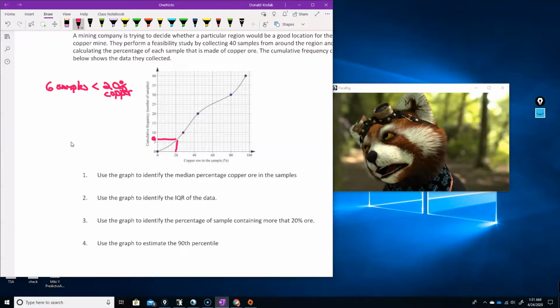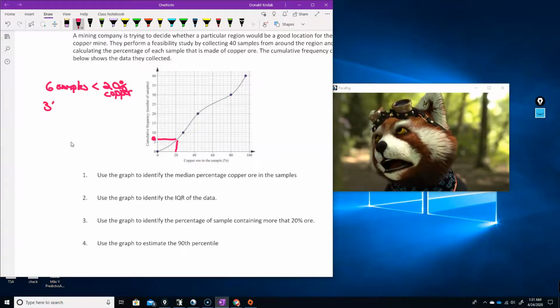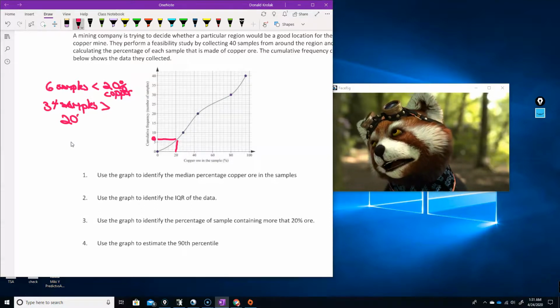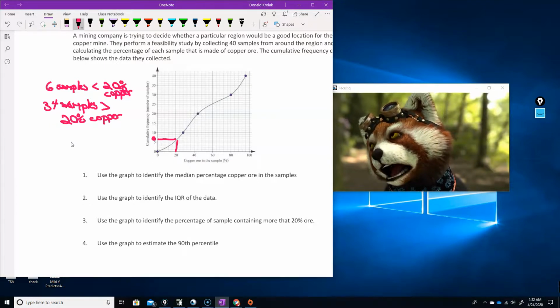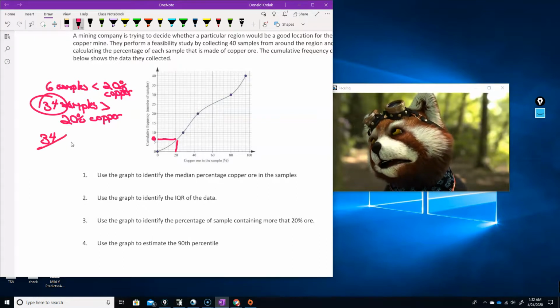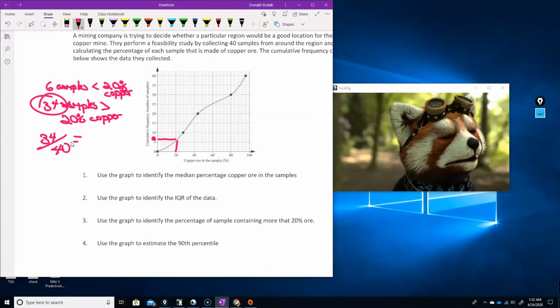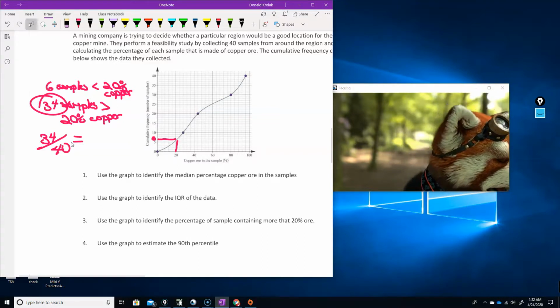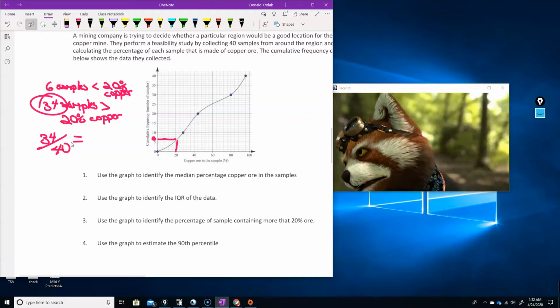And then you've got 34 samples that would have more than 20% copper. So it's asking us, 34 is what percentage of 40? And let's do that on the calculator. And that gives us 85%.